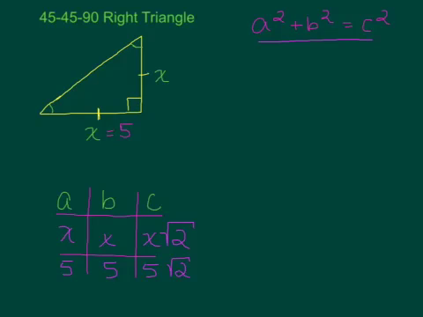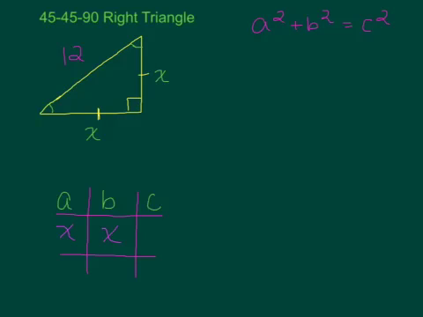Okay, let's do one more example. In this case, we know the hypotenuse. We know c is 12. So let's fill out this table again. We know this is x, x, x square root of 2. All the sides are in terms of x. If we know one side, we can solve for the other two sides.